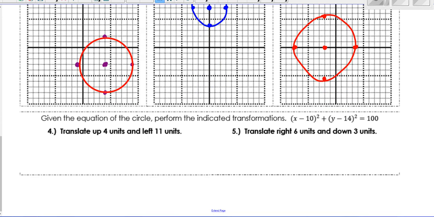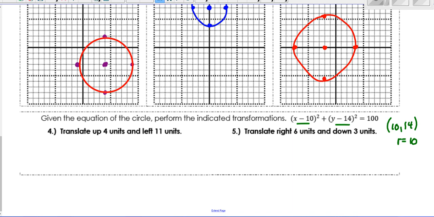The last two problems, 4 and 5, are asking about translations. So we're given the circle that's already been translated. This has been moved right 10 and up 14. Okay, opposite of whatever we think. So the center would be at 10, 14, and would have a radius of 10 since the square root of 100 is 10. So just to give an idea.